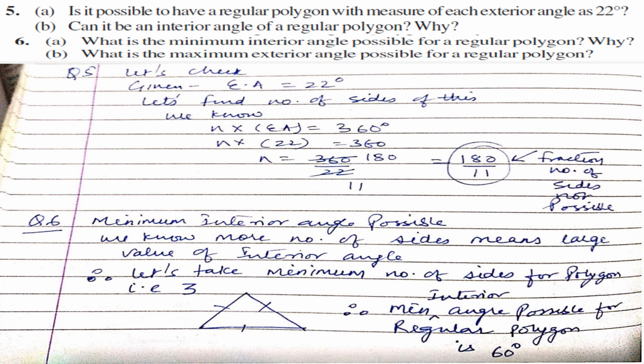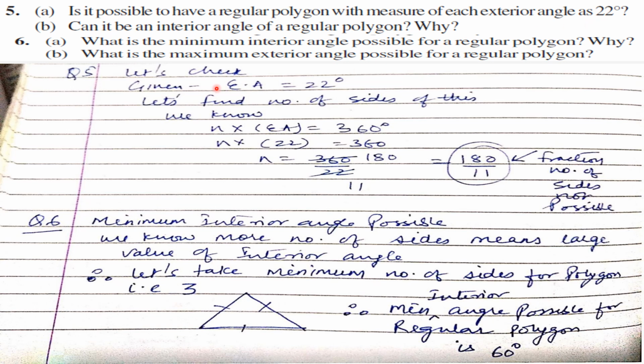The A part of question 5 is saying, is it possible to have a regular polygon with measure of each exterior angle as 22 degree? They are asking you a simple question that you have some figure in front of you. They are asking, is it possible for that figure to be a regular polygon if each exterior angle is 22 degree? Let's check. What we know is we can find the number of sides with the help of external angles. Let's find the number of sides and then we will decide about it.